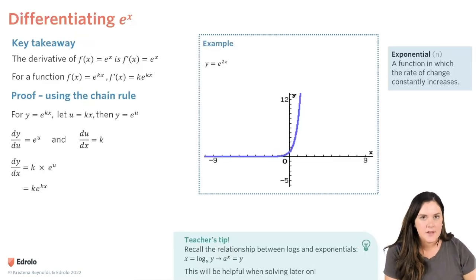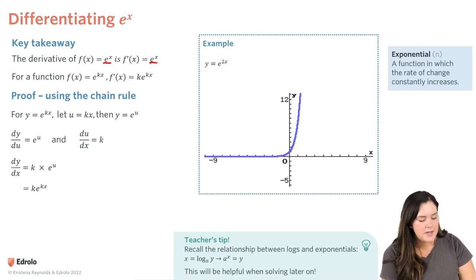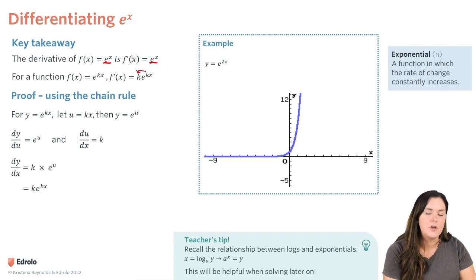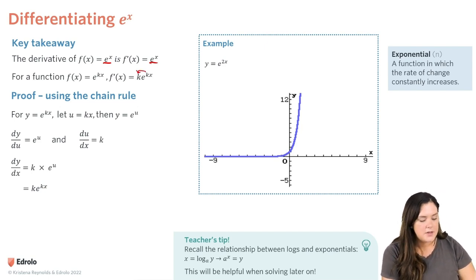As we saw on the first slide, the derivative of e to the x, or the exponential, is exactly the same. So when we have the derivative, it is e to the x. However, if we have a different power, if we've got a coefficient there of x, so e to the kx, what we need to do is use the chain rule, and what you'll see is that the coefficient is going to come in front of the e. So using the chain rule, I'll show you why that works.